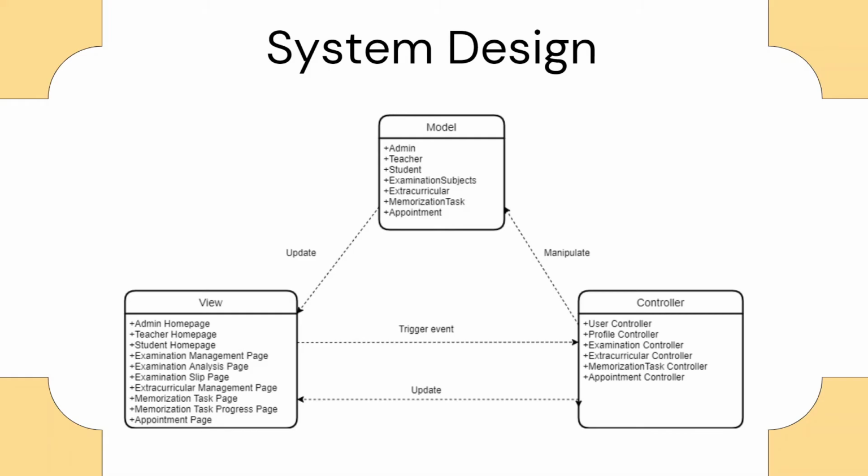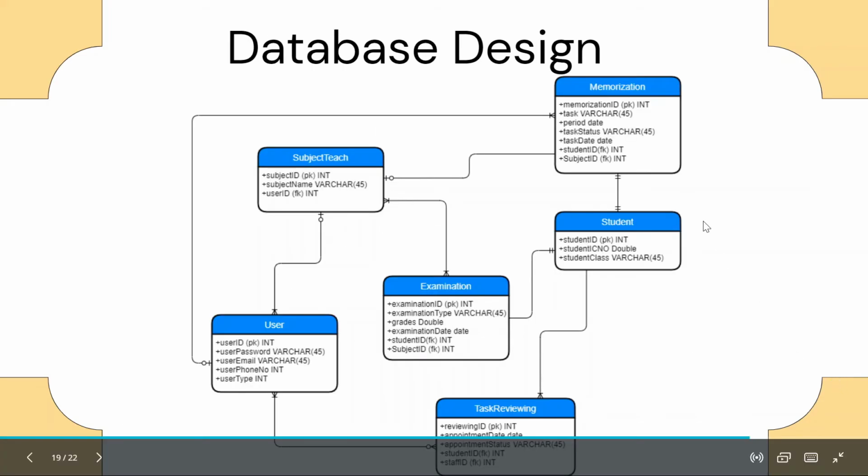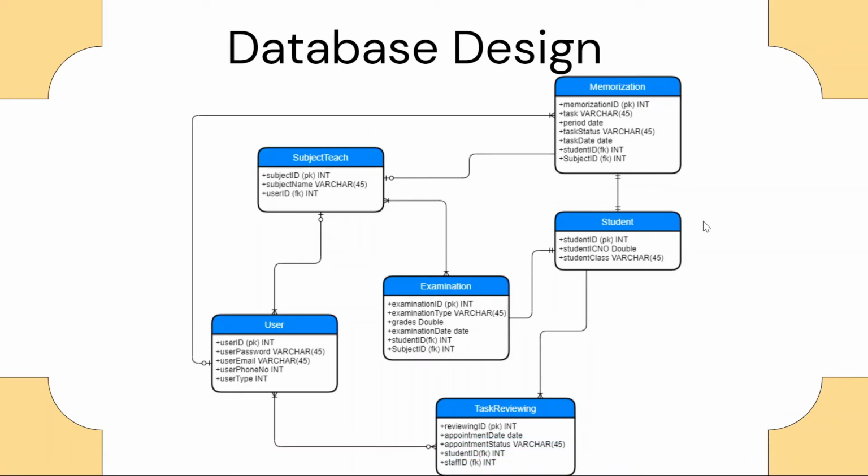This is the database design, or the entity relationship design, for the system. As we can see, the system will contain six tables. The first one is user, the second one is student, the third one is subject, the fourth one is examination, the fifth one is memorization, and the last one is task reviewing.